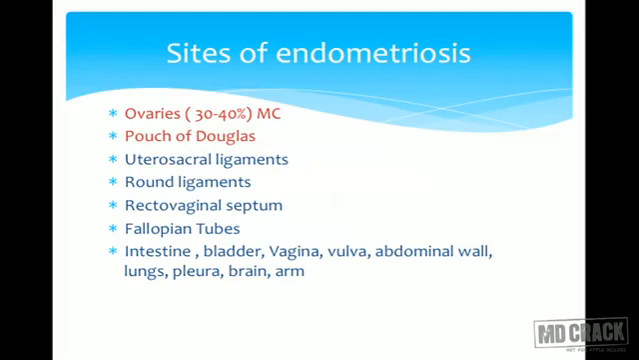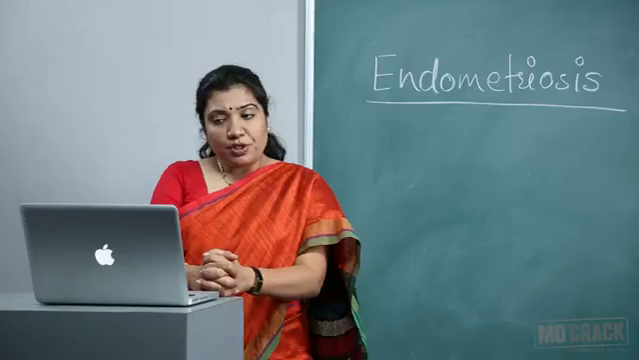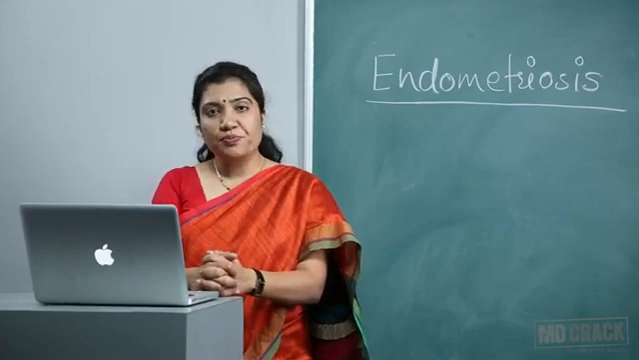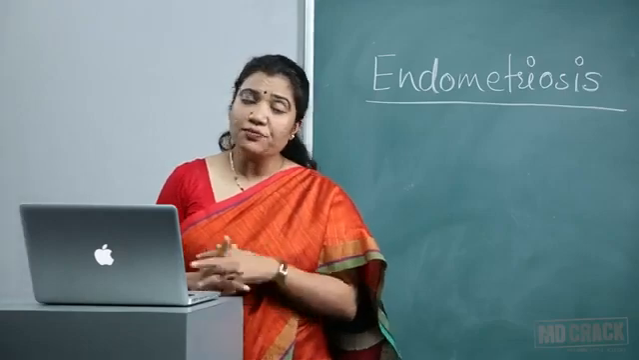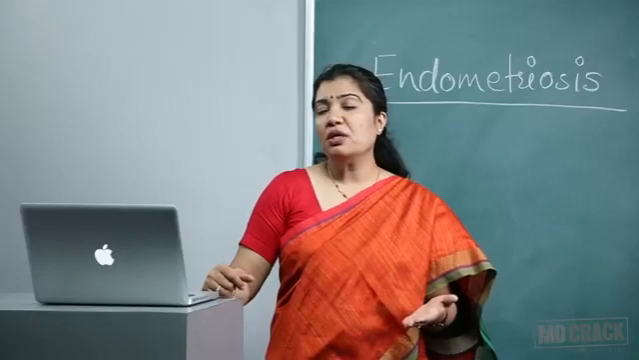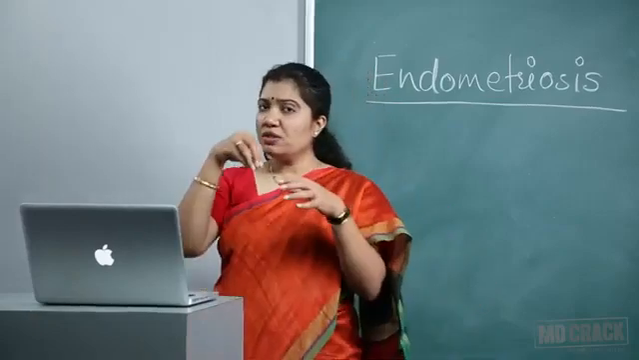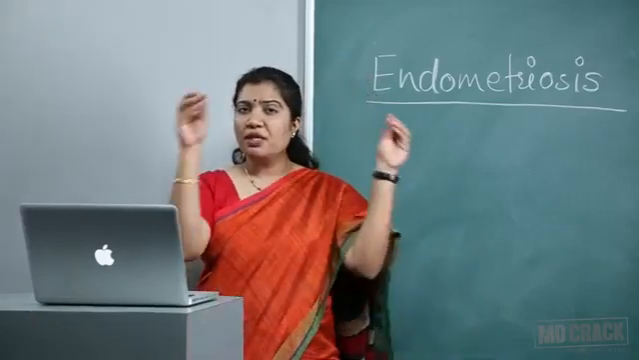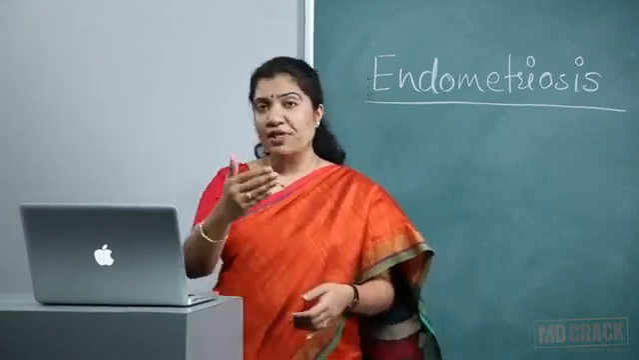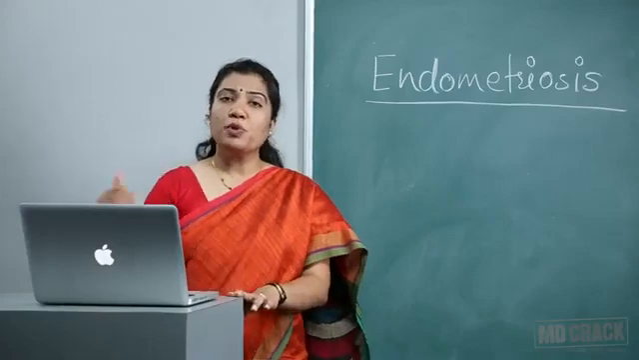Now, what are the sites? You think of an organ and you will find that endometriosis can reach there. But the most common site is the ovaries. 30 to 40% of patients have ovarian involvement and there is formation of cyst. The next most common site, if your MCQ has no ovaries as an option, the next site you should think of is the pouch of Douglas. Because it's most dependent in the peritoneal cavity, anything can come and get dislodged or placed over there. So ovaries first common, second common pouch of Douglas.